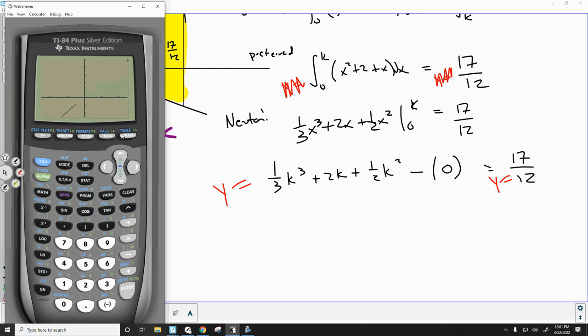We're looking for something a little bit bigger than 0.5, right? Yeah. Let's see. .588. Sound good? Sounds good to me. Don't believe me? Store this value, go 0 to that value, and you're going to get 17/12.